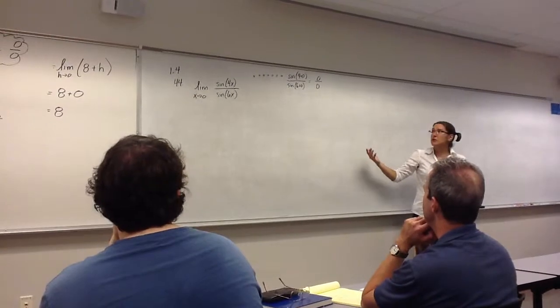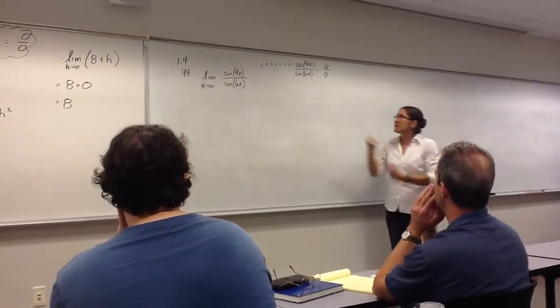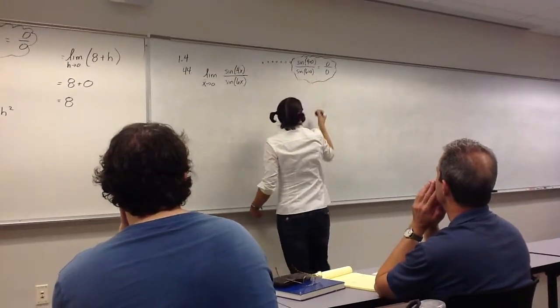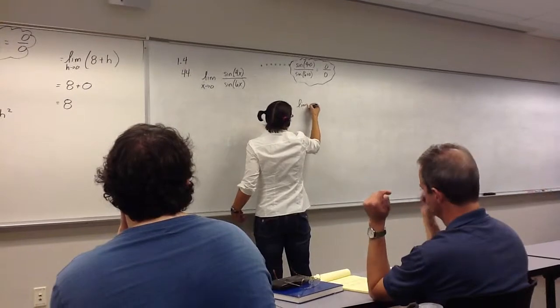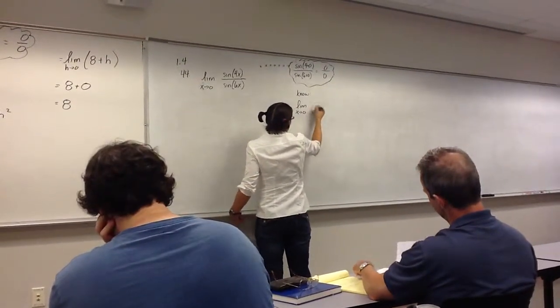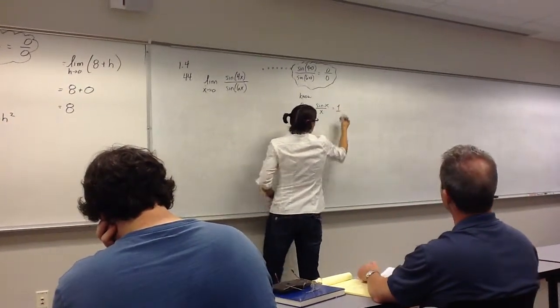Now, because I have trig functions in here, there's not a lot of simplifying I can do. So the next thing I want to think about is, what do I know about trig functions? And I know that the limit as x goes to 0 of sine x over x is equal to 1.